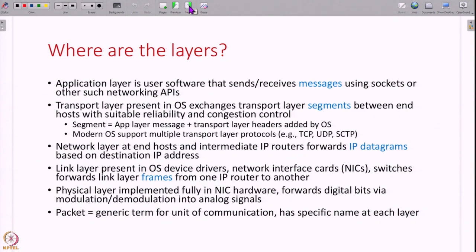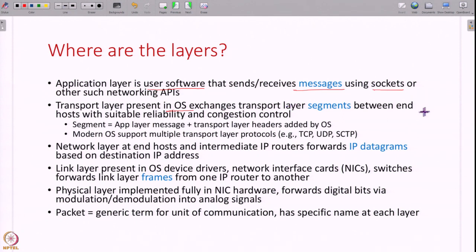And where are all of these layers situated? The application layer, the actual layer that sends and receives messages, is usually built in the form of user software, software that sends and receives messages using sockets or any other such networking library. That is your application layer. And the transport layer is located mostly inside operating systems.